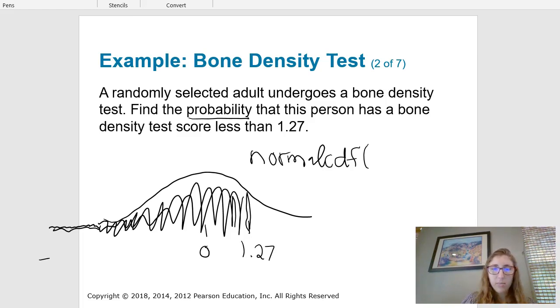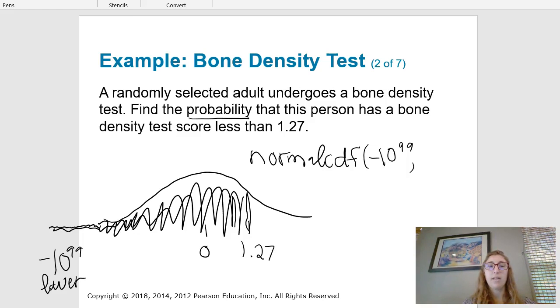I am accustomed to using negative 10 to the 99. You could type in negative 10 million if you wanted to; you just need to use a huge negative number. So this is going to be our lower bound: negative 10 to the 99. Make sure you're using the negative button and not the minus button. The negative button is right below the 3 there. So that is our lower bound.